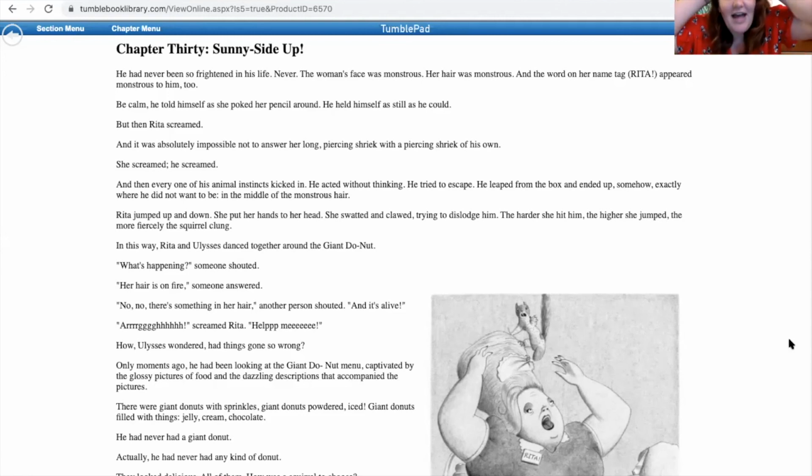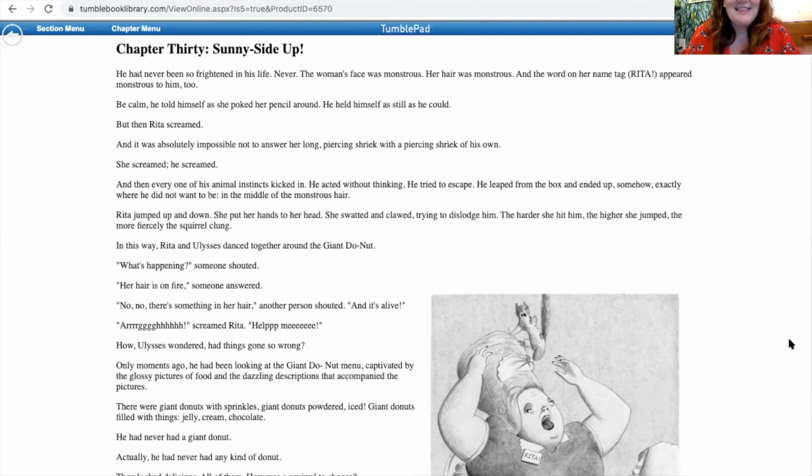Rita jumped up and down. She put her hands on her head. She swatted and clawed, trying to dislodge him. The harder she hit him, the higher she jumped, the more fiercely the squirrel clung. In this way, Rita and Ulysses danced together around the giant donut. What's happening? someone shouted. Her hair is on fire, someone answered. No, there's something in her hair, another person shouted, and it's alive. Ah! screamed Rita. Help me!